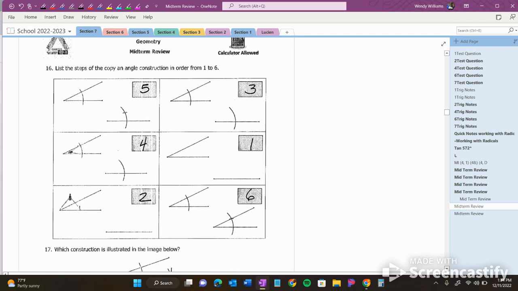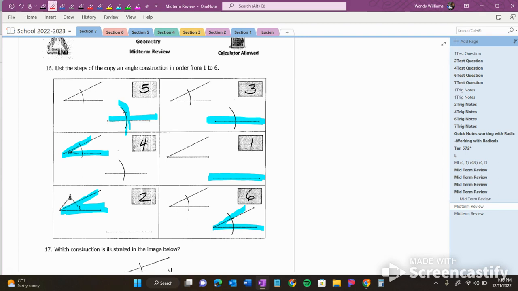Putting these in order, you have to be very, very careful. First, we decide where we're going to place the angle. Then we copy the angle. Then we mark the swish on the next line. Then we measure it. Then we copy it over. And finally, we finish with 2.